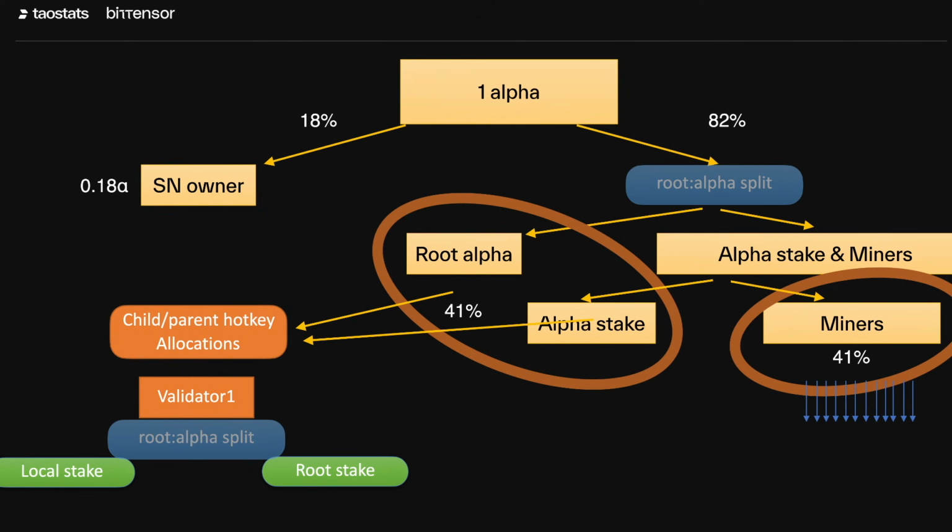So there we have it. It took us a while, but we made it through what happens every single block in the way that tau and alpha are emitted into the pool, and then the alpha to the stakeholders. And we broke it apart, delivered in the first every block to the subnet owner, the root alpha, and the alpha stake and miners. And then at the epoch, we calculated the rest of this.